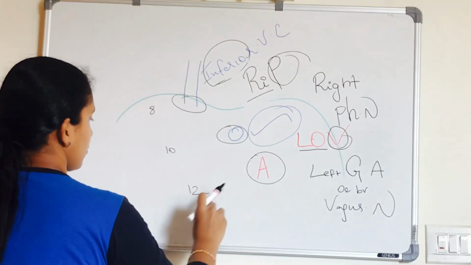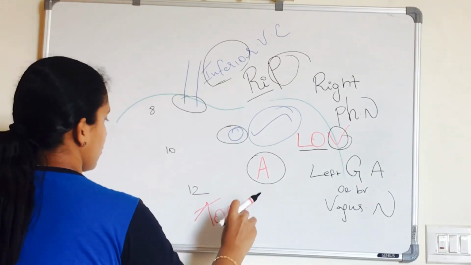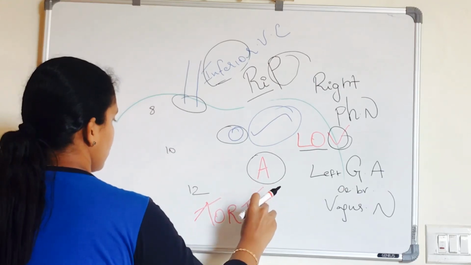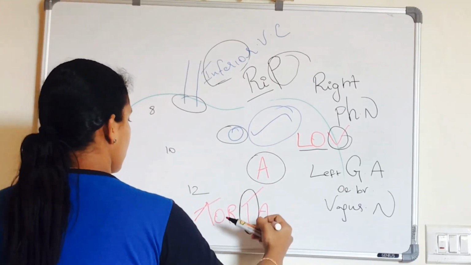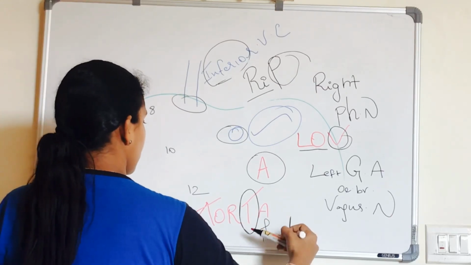Okay, and the third opening at the level of T12, that is the aortic opening. The structure passing along with the aorta is T, which stands for thoracic duct.